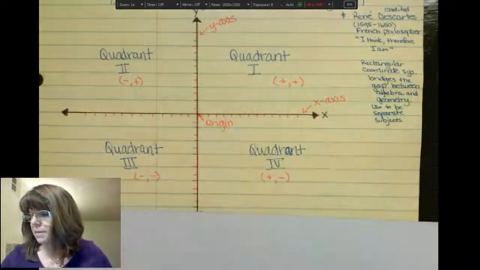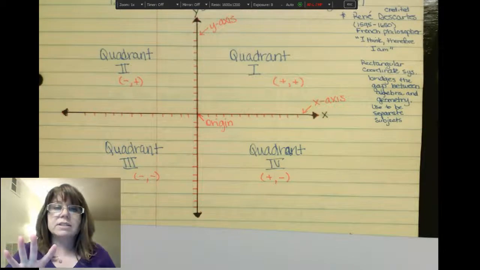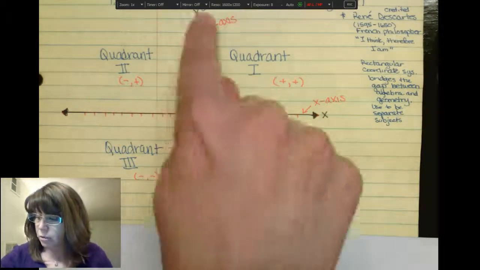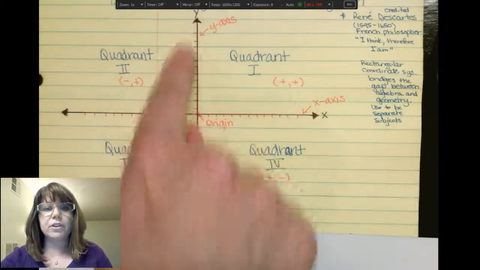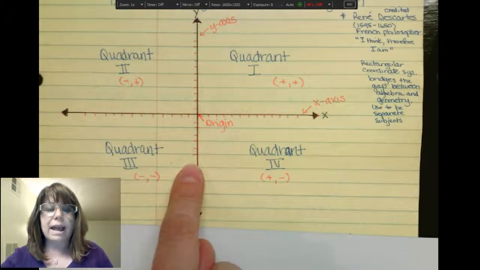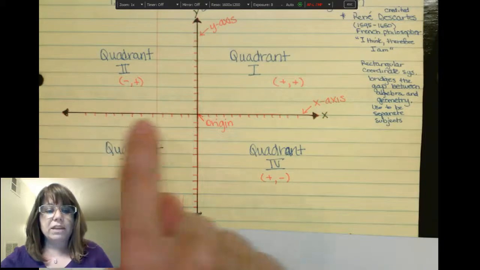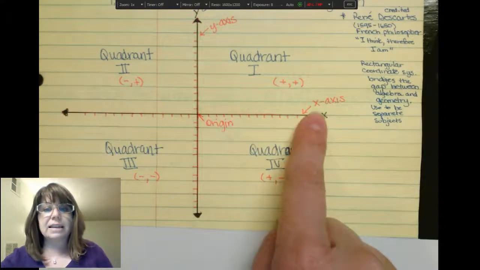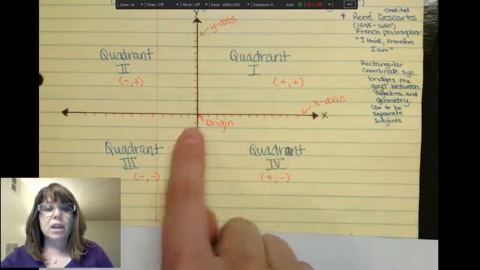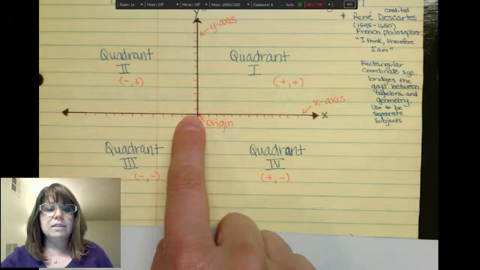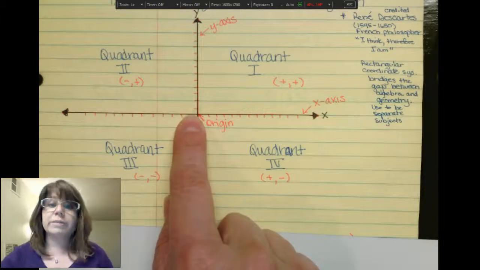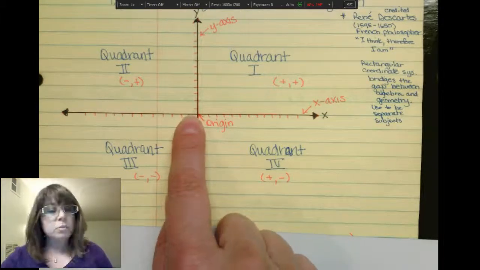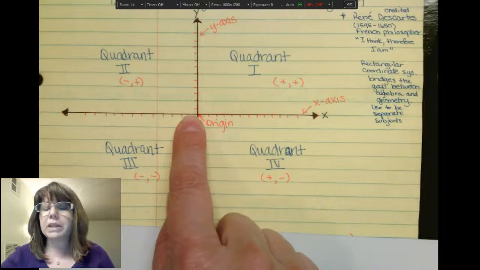this quadrant system. So there are 4 quadrants, right? We have 2 lines that intersect. One is completely vertical; that is the y-axis. The other is horizontal; that is the x-axis. And right where they cross, that's going to be our beginning point. So our beginning point is our origin.